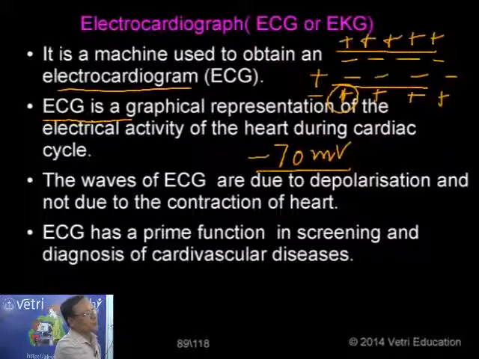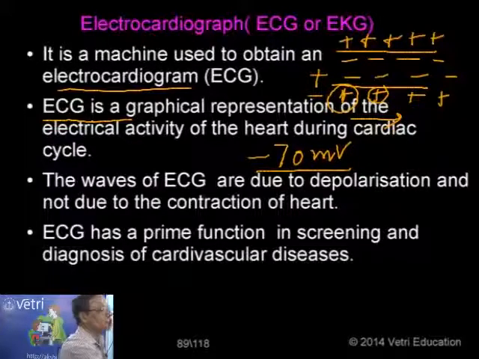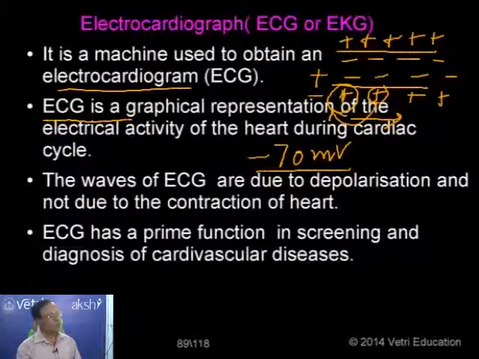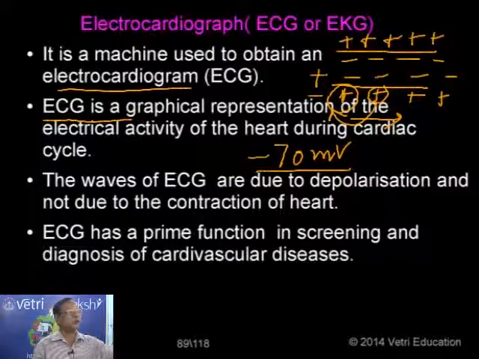Now the impulses are conducted in this manner. From this point, the impulse is conducted here. Once again, here we have the negative and positive charge. After the impulse has passed from that point, once again the charges are regained, the original ones. Once again, we are getting positive and negative charges as in the original condition. This process is called repolarization.